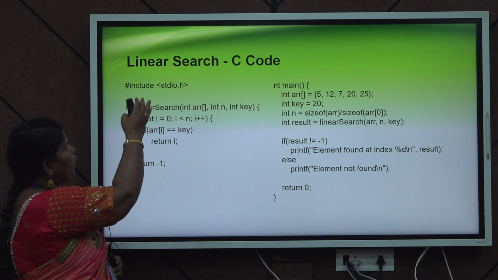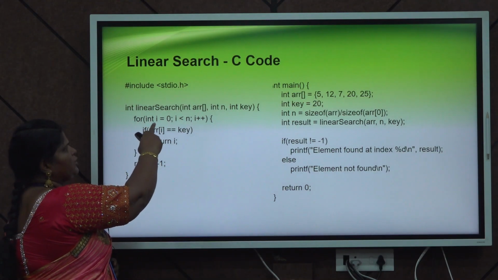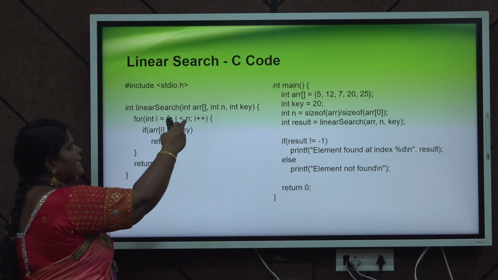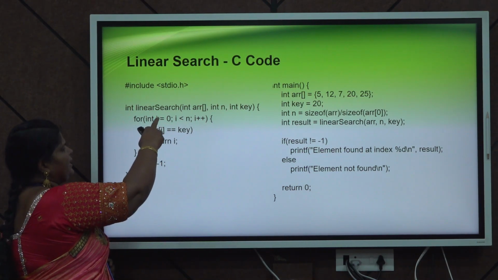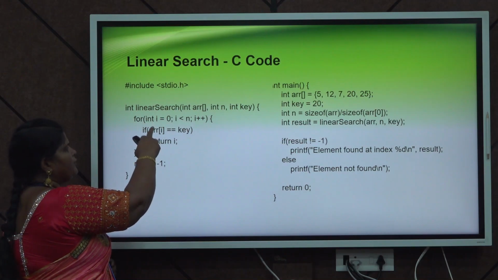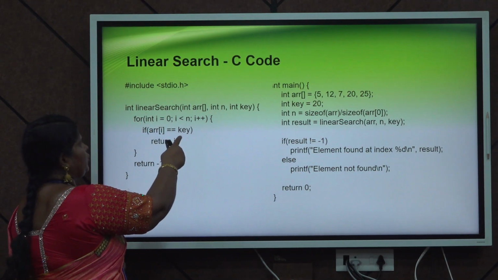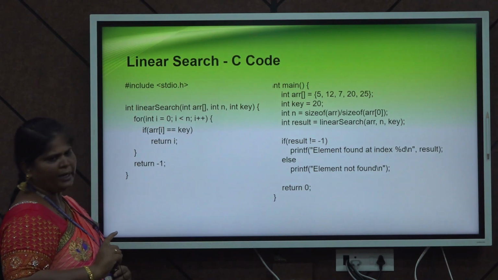This is the C code for the linear search. In the linear search for loop, your initial value is 0, and we can proceed with i less than n-1, i plus plus. If arr of i, that is the index position element, arr of 0, that is first position, that is 0th position, is equal to key, we have to return the index, or otherwise we can return a -1 here.